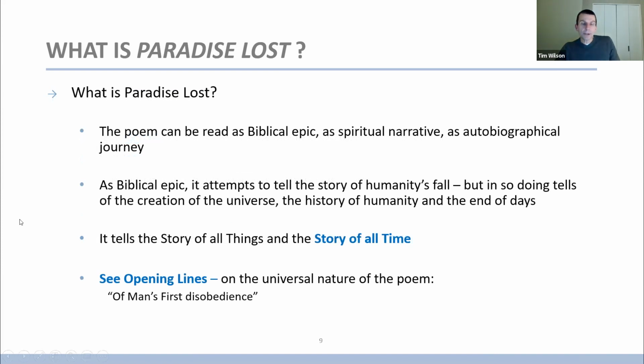So what is Paradise Lost? The poem can be read as a biblical epic, as spiritual narrative, as autobiographical journey. As biblical epic, it's telling the story of humanity's fall, as I mentioned, and it tells this story of all things. Northrop Frye, famous Canadian literary critic, calls it the story of all things.